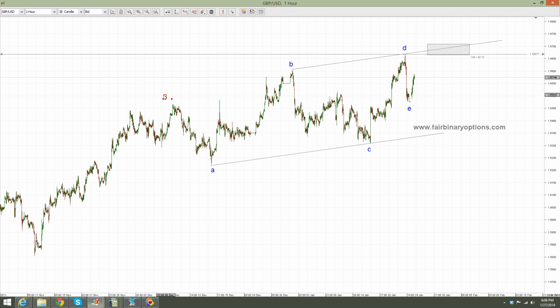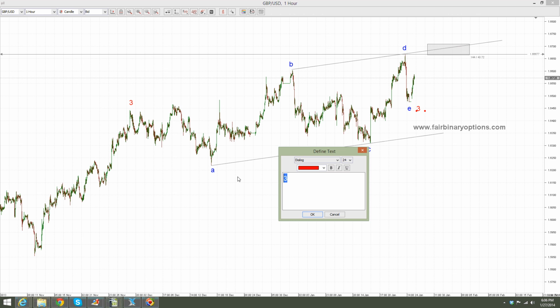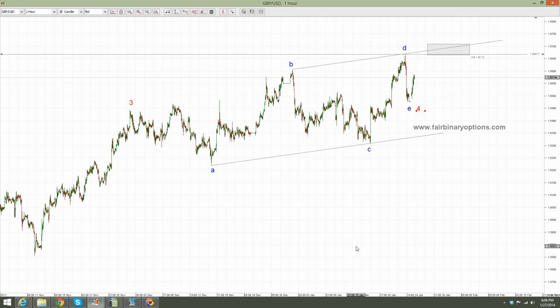That should be either here or here, it doesn't really matter. Then of course a fourth wave of the same degree to be done here. And because the term running appears in the discussion, a running variation of a contracting triangle implies that the fourth wave will actually not even correct the third wave. As you can see, the fourth wave ends above the previous third wave. So A, B, C, D, E, running variation of a contracting triangle, we're looking to buy for some strength.